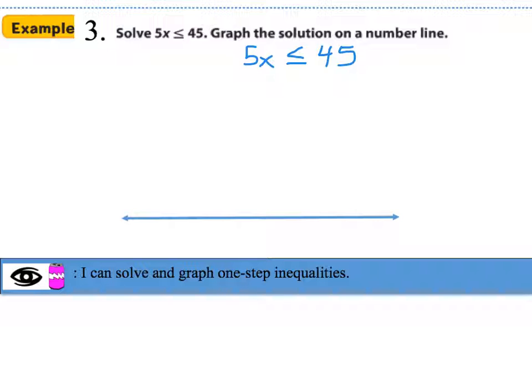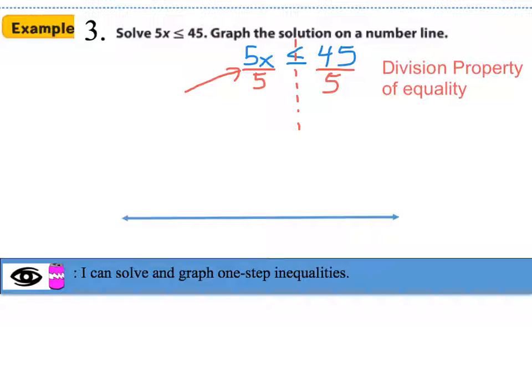So after rewriting the problem, let's go ahead and draw our fulcrum down the center of the equal sign. We're going to start on the left-hand side of this inequality because that's where my variable is. This is saying 5 times x. Let's use the inverse operation of multiplication, which is division, and let's divide both sides by 5. This is an example of using the division property of equality because we had to divide by 5 on both sides in order to keep our inequality balanced.